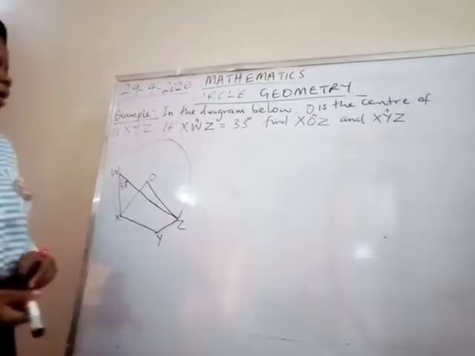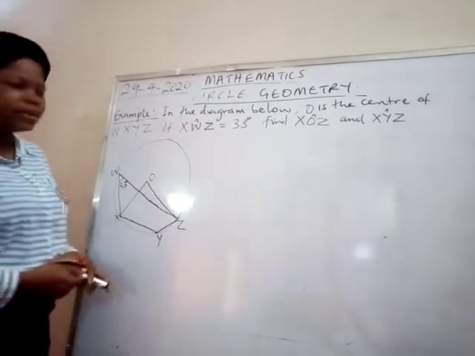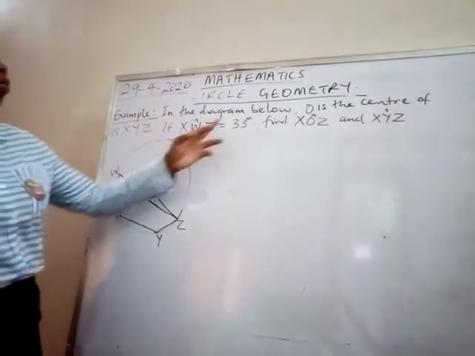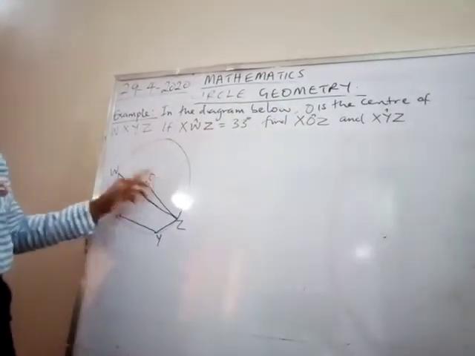Take a look at this diagram. I wish I had a bigger board. Now, in the diagram below, O is the center of the circle.